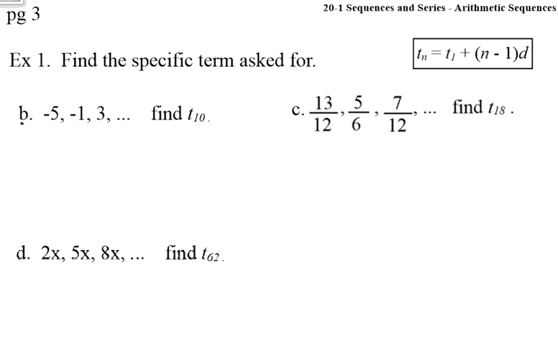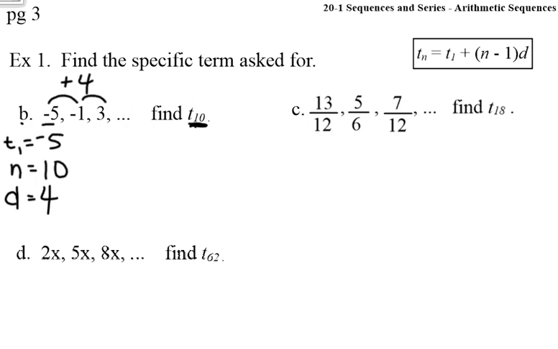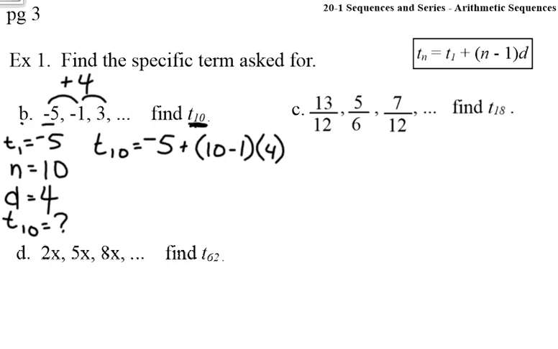So again, B, we want to find the 10th term. We know T1 is -5. We know the number of terms is 10 because we want the 10th term. We know the D value, -5 to -1, -1 to 3. We're increasing by 4 every time, so our D value is 4. And we're trying to find T10. So our formula tells us the 10th term is T1, -5, plus n minus 1 times the D value. There's our formula. And as long as we can put the formula in, we should be able to solve it.